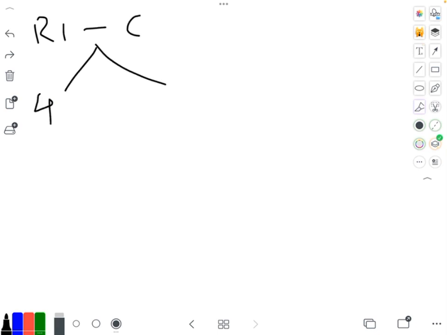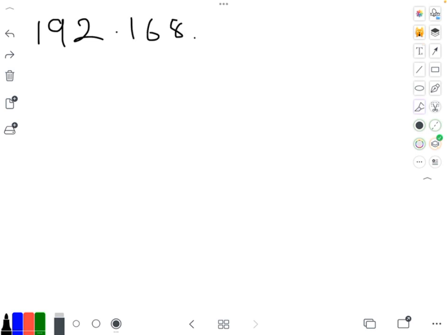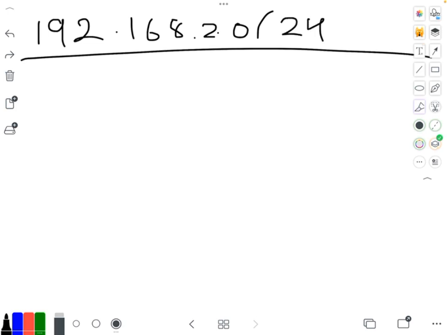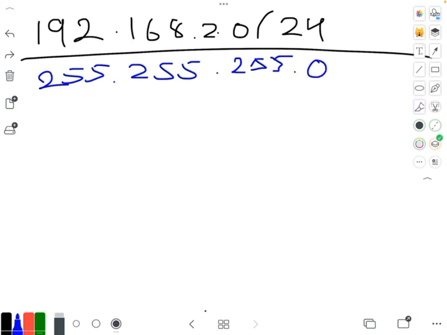Router 1 is also class C, and we need to subnet this so that it has 4 subnets and 60 available hosts, right? Our network address is 192.168.20.0, and it's a /24. Then we have our subnet mask, 255.255.255.0.